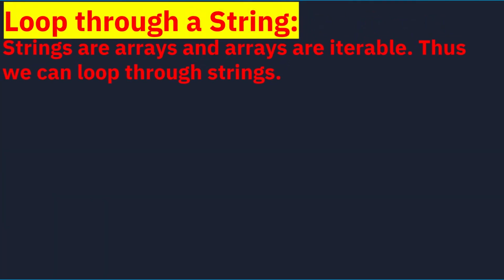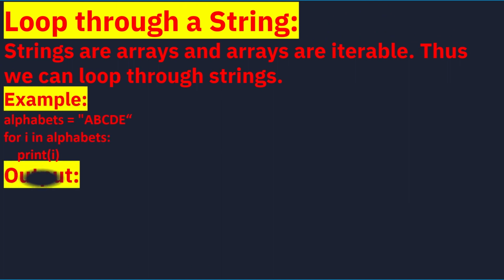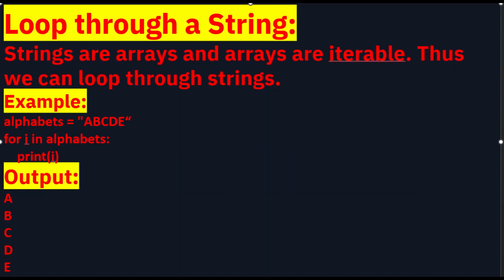Loop through a string. Strings are arrays and arrays are iterable. Thus we can loop through strings. Example: alphabets = "abcde". for i in alphabets: print(i). Output: a, b, c, d, e.